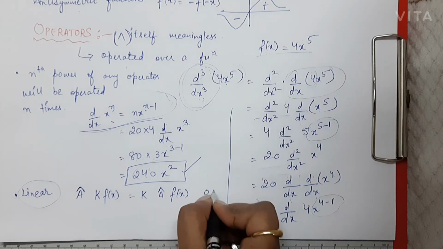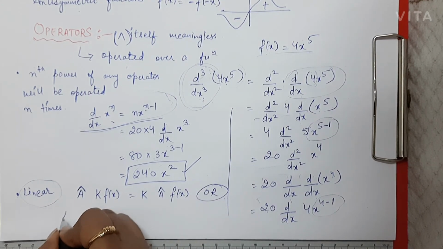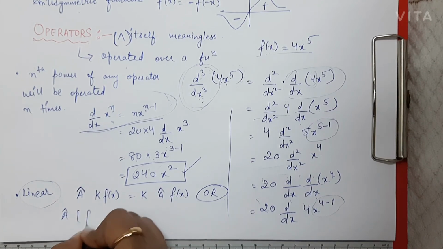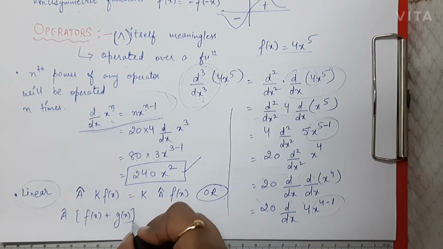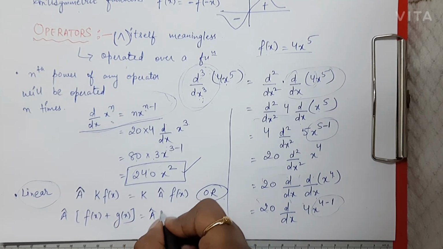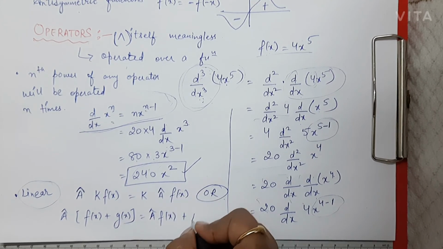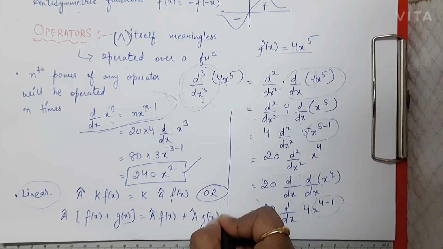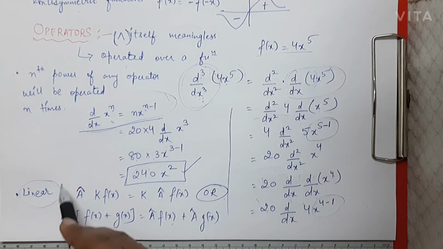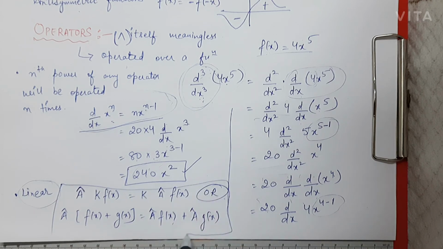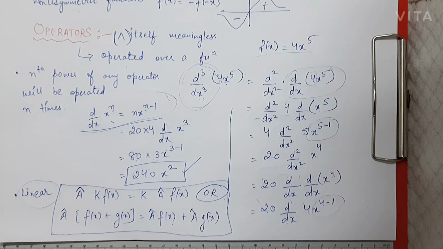One more thing, if we are going to operate an operator over two functions which are getting added, that is one function is fx and the other is gx, then we can operate the operator on each of these functions separately like this. Once it is operated on fx and second time it is operated on gx. So these are the properties of an operator to be linear. It is going to follow these properties. So this is what I meant by saying operators in quantum mechanics must be linear.